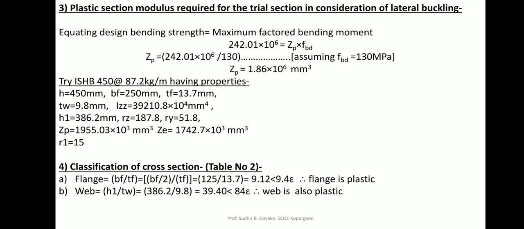The next important step is classification. According to table number 2, classify your cross section as plastic, compact, semi-compact or slender. From this observation we can tell that the section is plastic and beta B value is going to be 1.0, as our values are within the range of first class, that is your plastic section. So directly we can tell it is a plastic section and beta B is going to be 1.0.